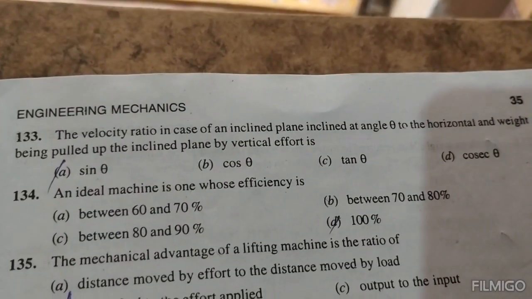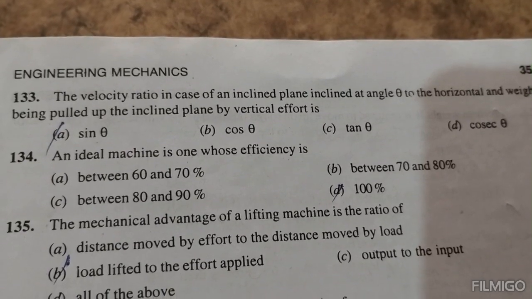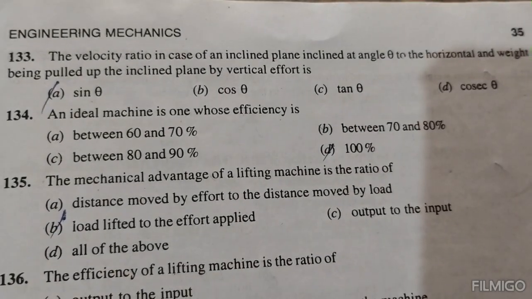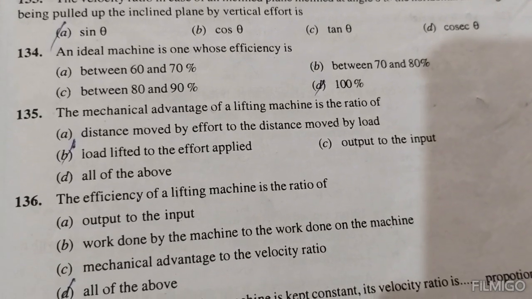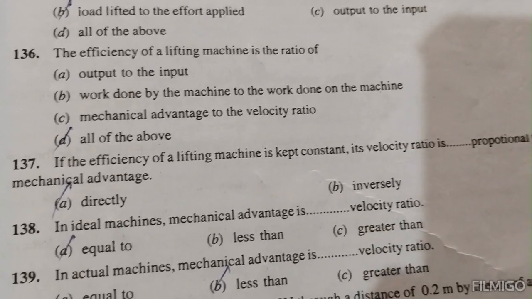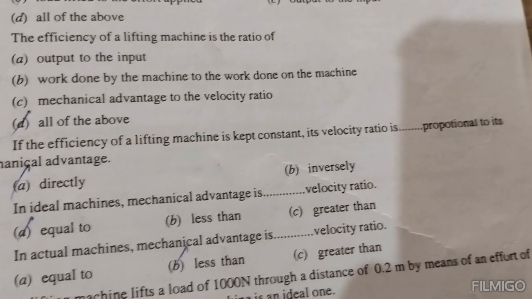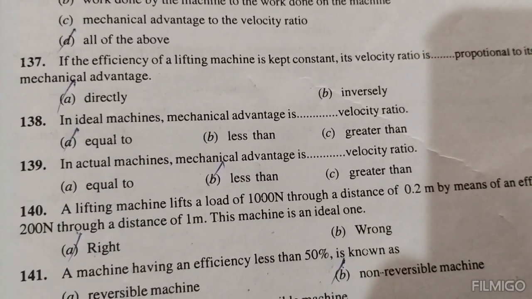The velocity ratio in the case of an inclined plane, with weight being pulled along the inclined plane, is vertical distance over effort, sin theta. An ideal machine is one whose efficiency is 100%. The mechanical advantage of a lifting machine is the ratio of load lifted to the effort applied. The efficiency of a lifting machine is the ratio of all of the above. If the efficiency of a lifting machine is kept constant, velocity ratio is directly proportional to the mechanical advantage. In an ideal machine, the mechanical advantage is equal to the velocity ratio.